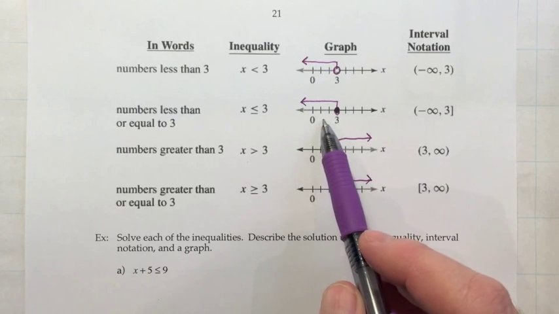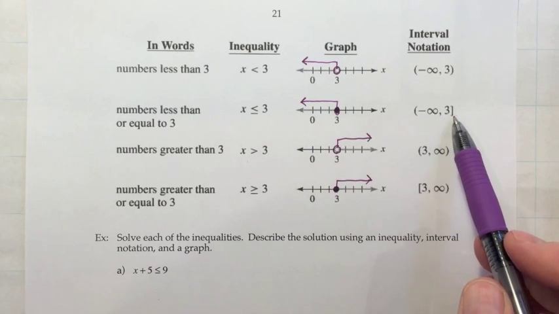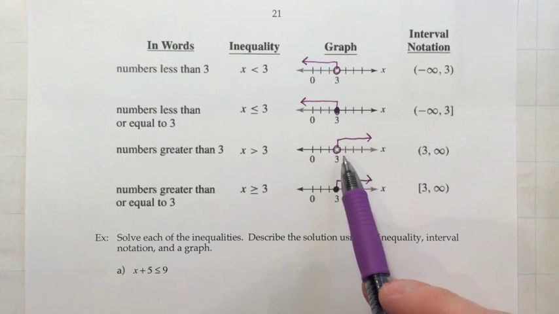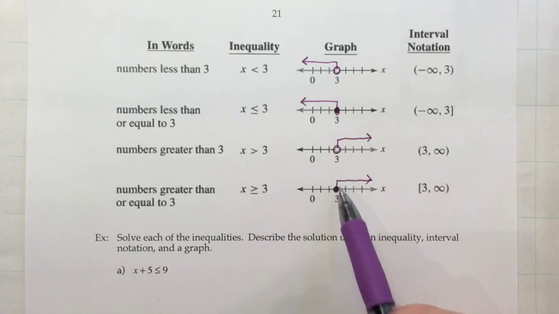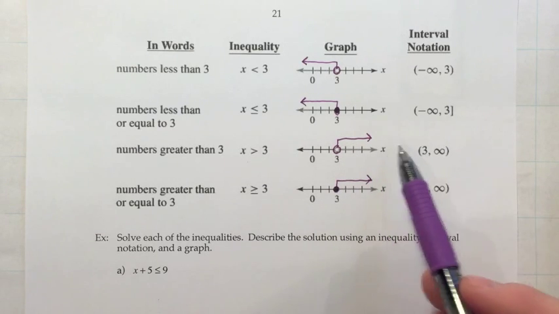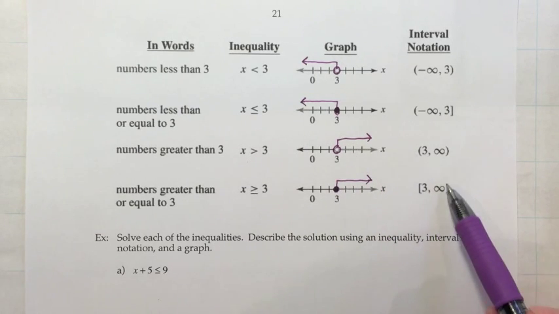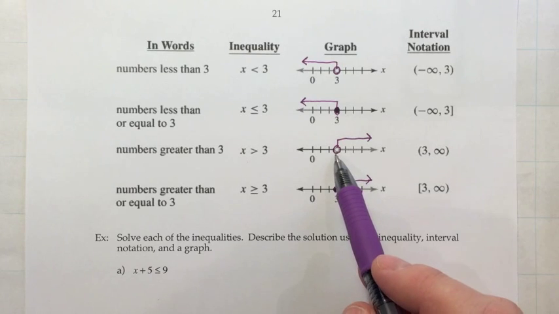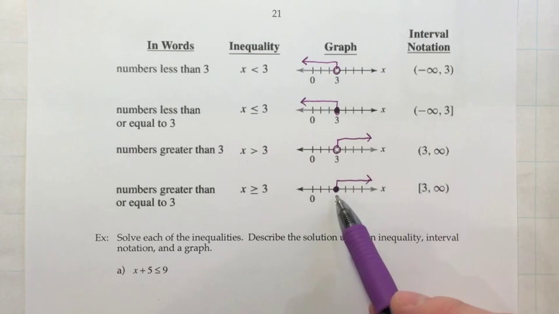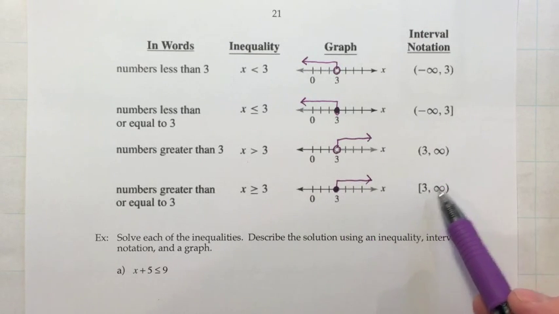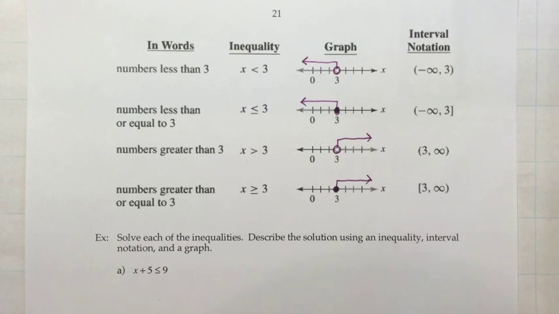This is the same graph, but the 3 is included, so we indicate that with the squared-off bracket instead of the open parenthesis. Here, those on the left have a boundary of 3. On the right, they go forever. So left boundary 3, right boundary infinity. The 3 is not included here, so rounded. The 3 is included here, so squared off. And infinity is never included, so parentheses. We'll get some more practice with that in the examples below.